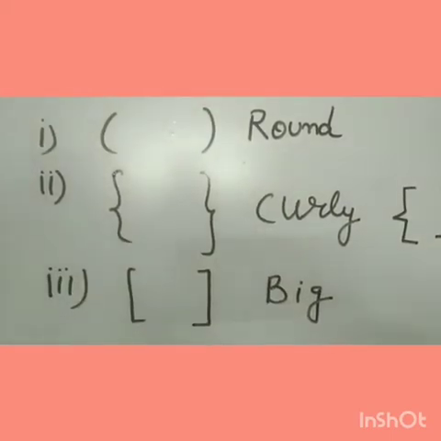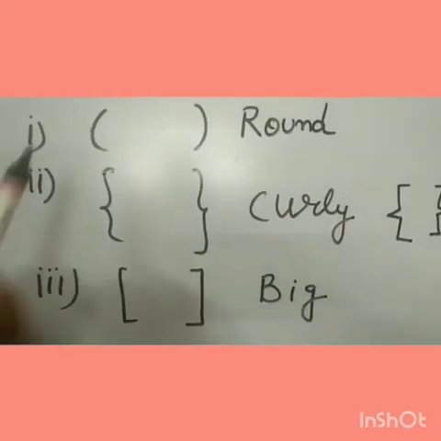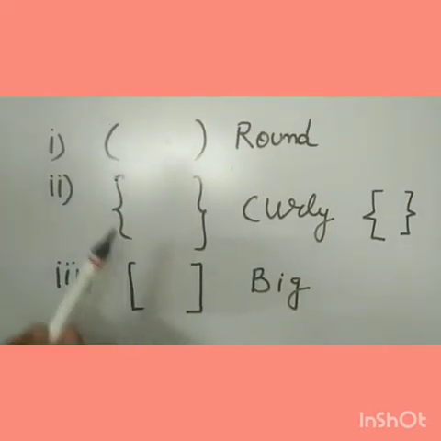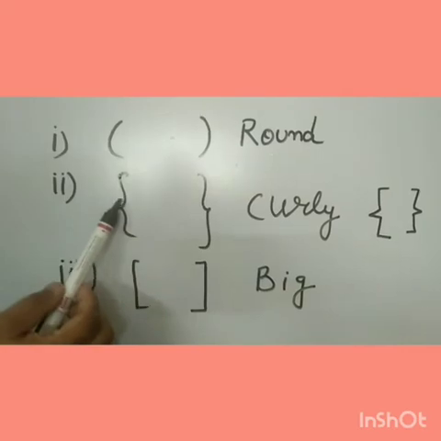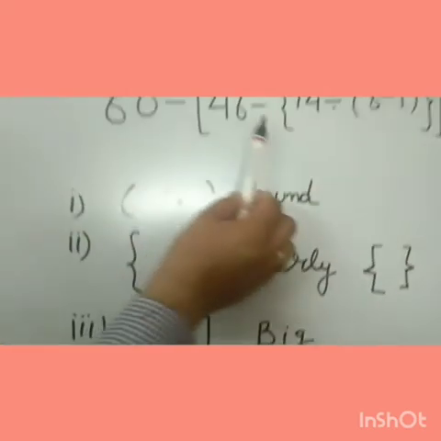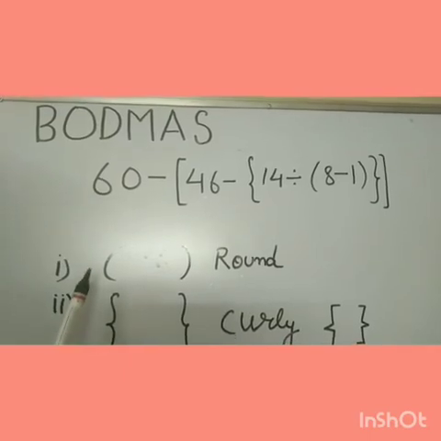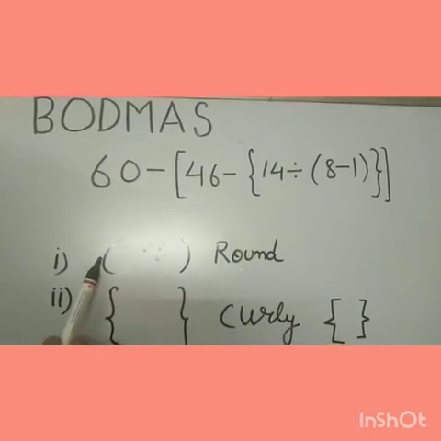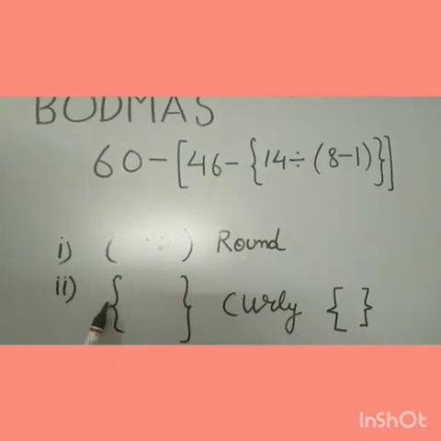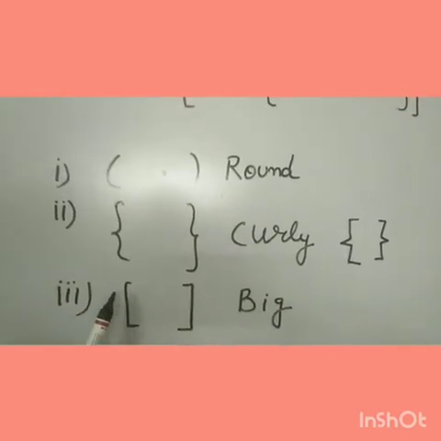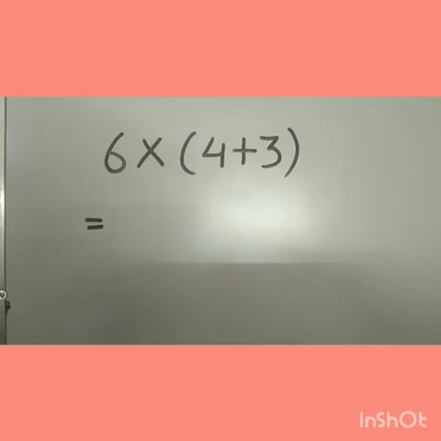In our questions, what we have to do? We have to solve the bracket first. We have to eliminate these brackets from this question one by one. First of all, solve round bracket, then curly bracket, then big bracket. Let's move on to how to solve the bracket.